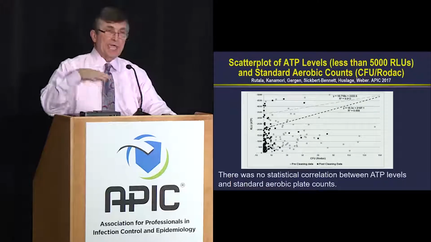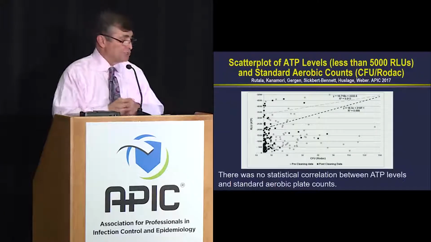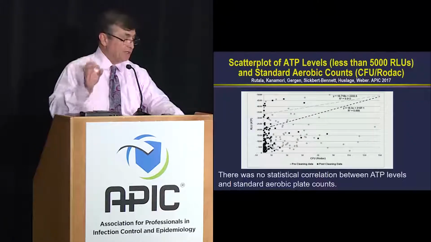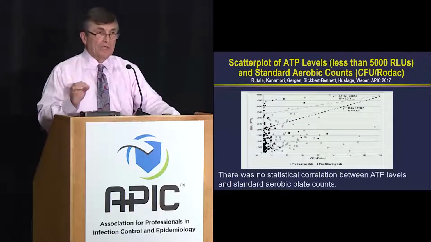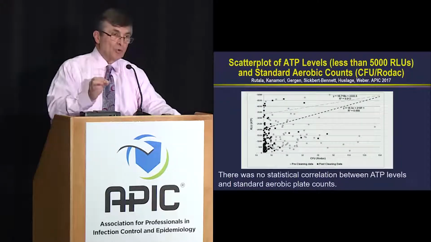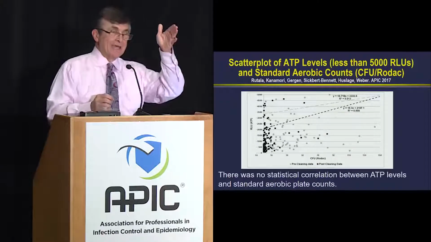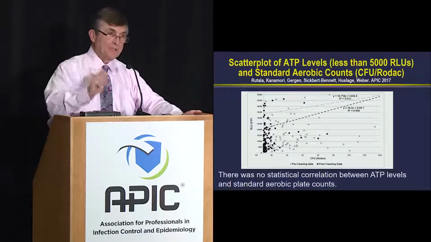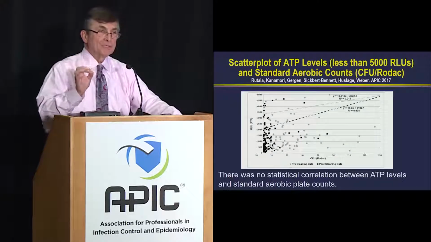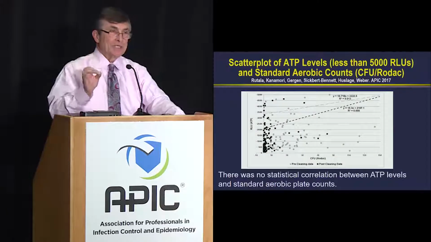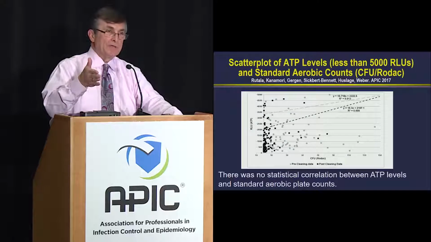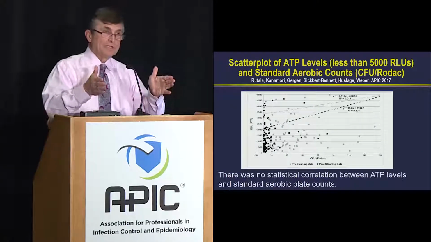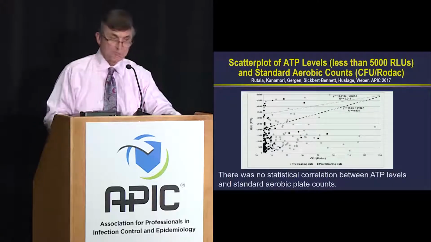This is essentially a scatter plot that shows no statistical correlation between ATP levels and standard aerobic plate counts. We have put on a surface as many as 10 to the 4th, 10 to the 5th, 10 to the 6th, that's 10,000, 100,000, a million microorganisms on the surface, sampled the surface with ATP, and of course, the level of contamination was less than 250 relative light units. That is, it was a negative ATP with as many as 100,000 or 1 million microorganisms on surfaces.